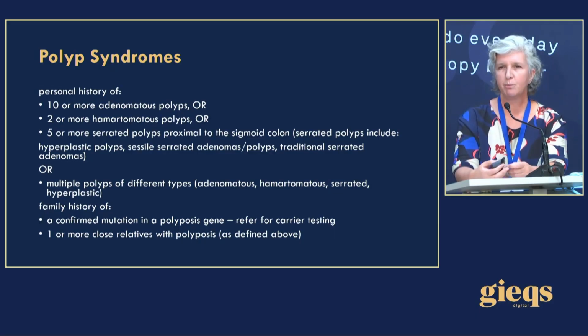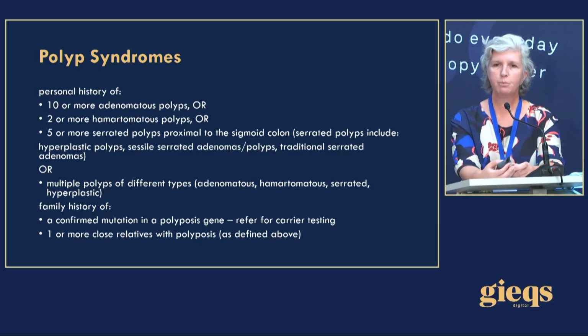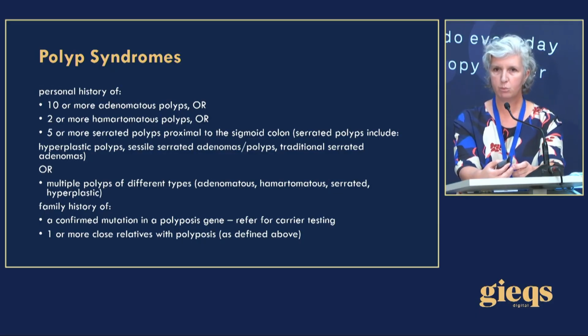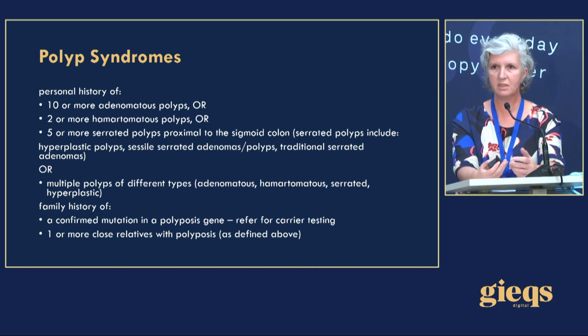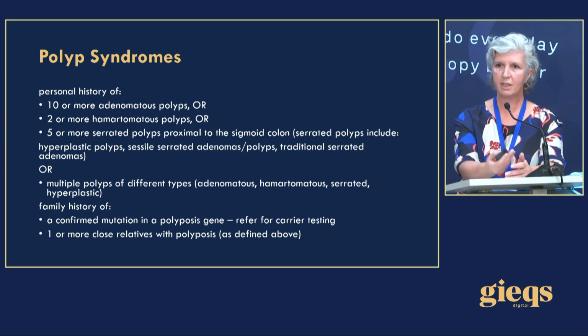So when do you suspect a polyp syndrome? Well, in a patient that has a personal history of 10 or more adenomatous polyps, or 2 or more hamartomatous polyps, or 5 or more serrated polyps proximal to the sigmoid colon. It's a definition that is used very often, but there are others that exist, and you will see throughout my lecture that this doesn't cover the full spectrum.